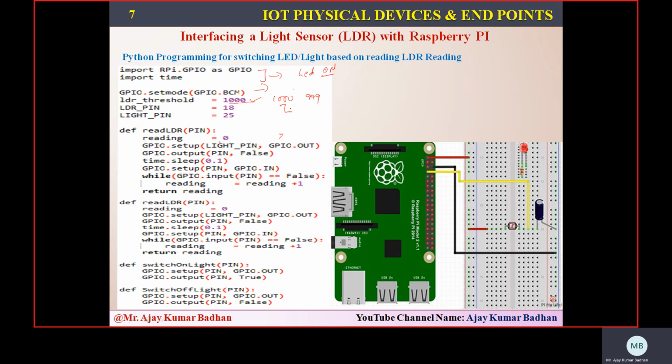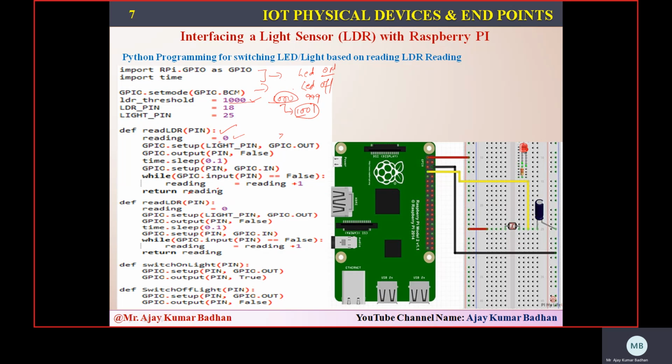If this particular LDR is measuring 1001, so it is greater than 1000, definitely the LED will be turned off because there is a huge light there. So we don't have to turn on the LED. So this is the way it automatically works. So here we are going to use some 3 to 4 different types of functions. The first function you can see here is read LDR pin. So from here we are going to read the intensity of that particular light.